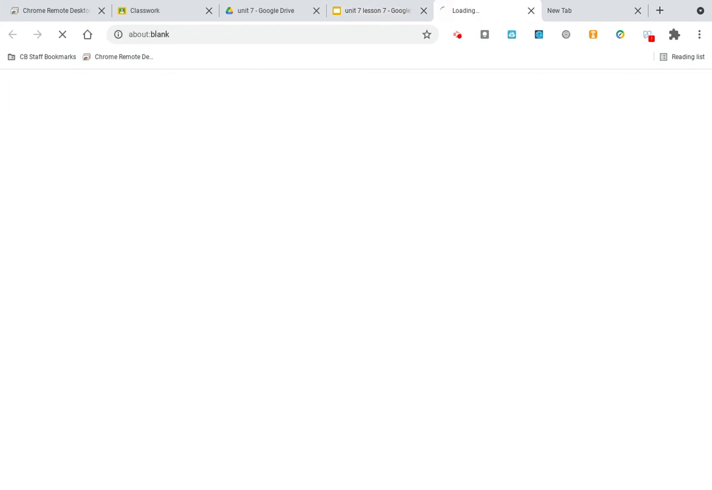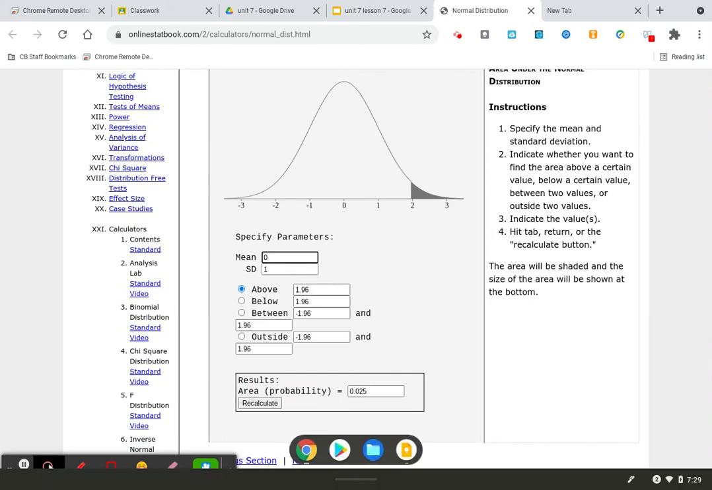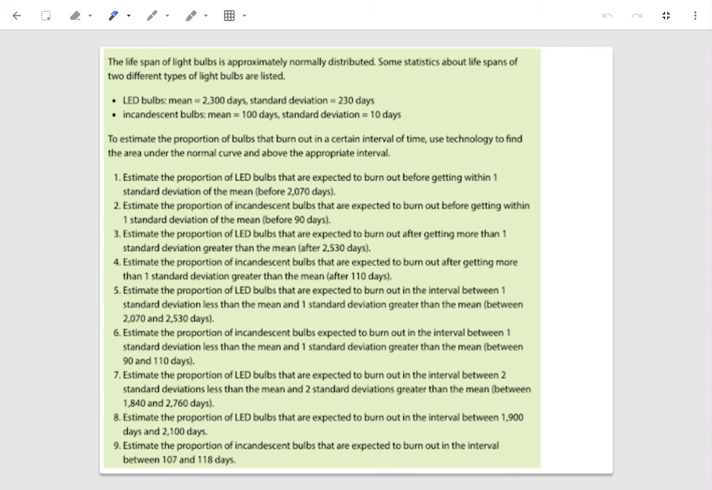So your lesson notes is to simply bookmark this calculator. And the examples today are going to be me showing you how to use this calculator to solve problems. So the lifespan of light bulbs is approximately normally distributed. Some statistics about lifespans of two different types of light bulbs are listed. Notice for each light bulb here, they give us the mean and the standard deviation, since we learned last week that the normal distribution is based entirely off of the mean and the standard deviation.